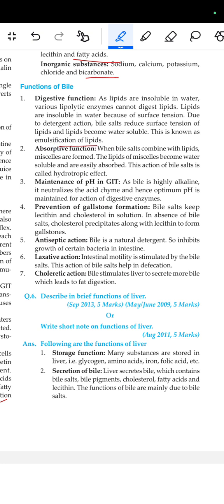Absorptive function. When the bile salts combine with the lipid, micelles are formed. The lipids of the micelles become water soluble and are easily absorbed. This action of the bile salt is called the hydrotropic effect.